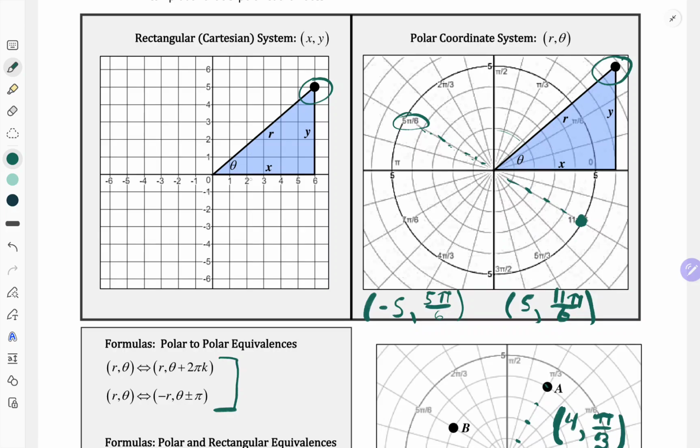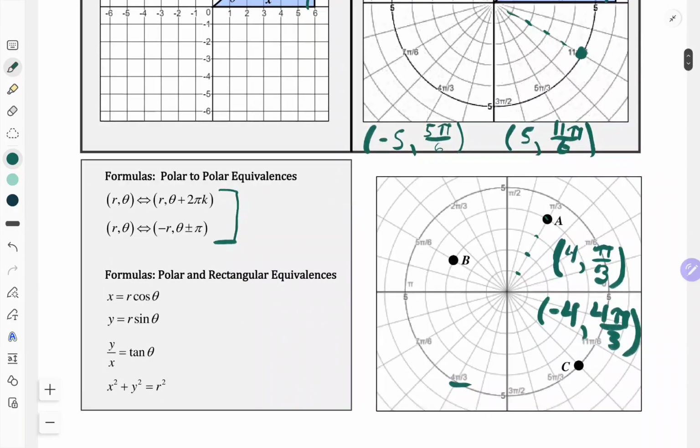So this is a right triangle, right? So this is a right angle right there, and as such, we can use all of our trig with right angles that we've covered before. So things like the sine of theta is y over r, right? Opposite over hypotenuse. Cosine of theta is x over r, adjacent over hypotenuse. Tangent is opposite over adjacent, so y over x. And the Pythagorean theorem also works with right triangles. So x squared plus y squared is r squared.